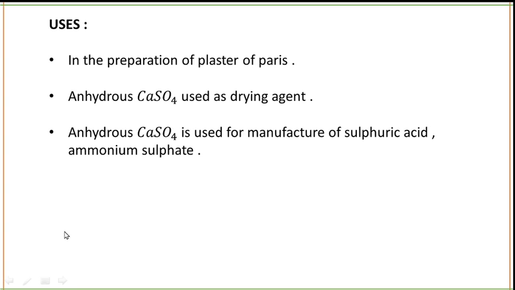Next, the uses of calcium sulfate. Calcium sulfate is used in the preparation of plaster of Paris or POP. This you will study in the next slide. Anhydrous CaSO4 is also used as a drying agent. Anhydrous CaSO4 is used for the manufacturing of sulfuric acid and ammonium sulfate. This was all about calcium sulfate.